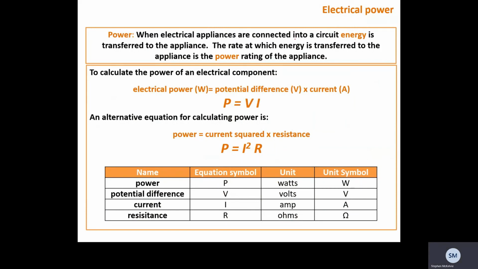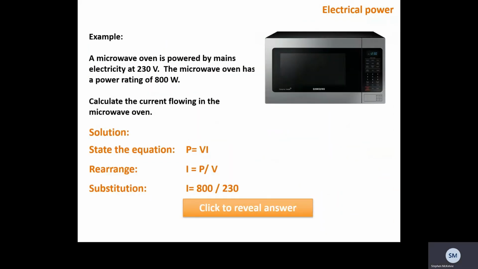Power. When electrical appliances are connected into a circuit, energy is transferred to the appliance. The rate at which this energy is transferred is the power. Remember, rate is whatever is happening divided by the time taken for that to occur. There are two equations we need to know: P is equal to V times I and P is equal to I squared R. You can write this as this. You can write this as this as well if you want. These two equations will be given to you. Here's an example question.